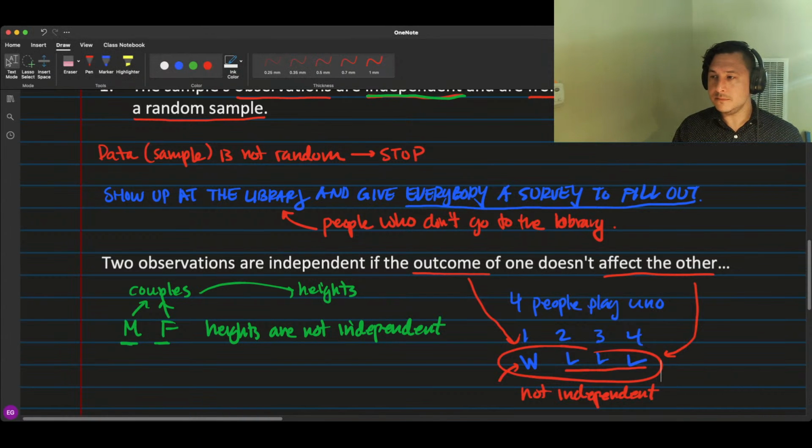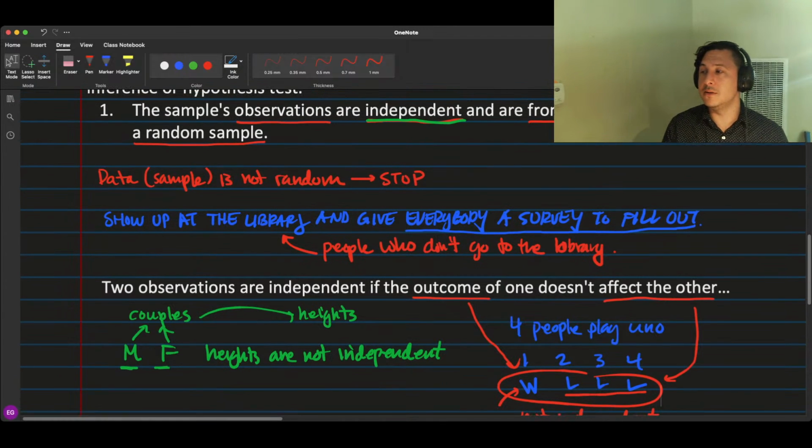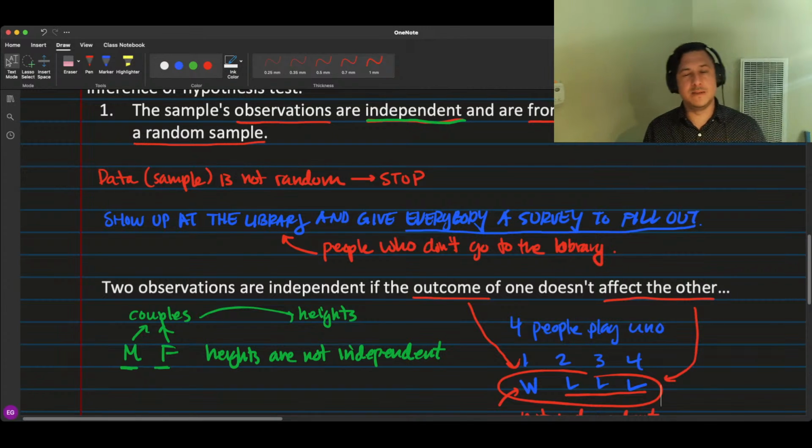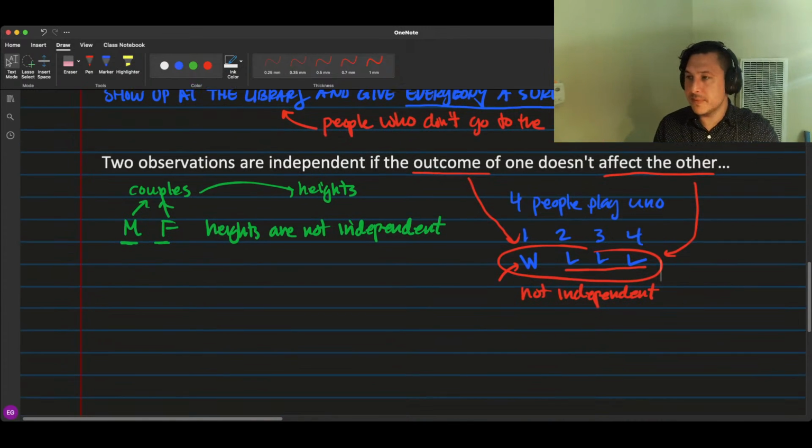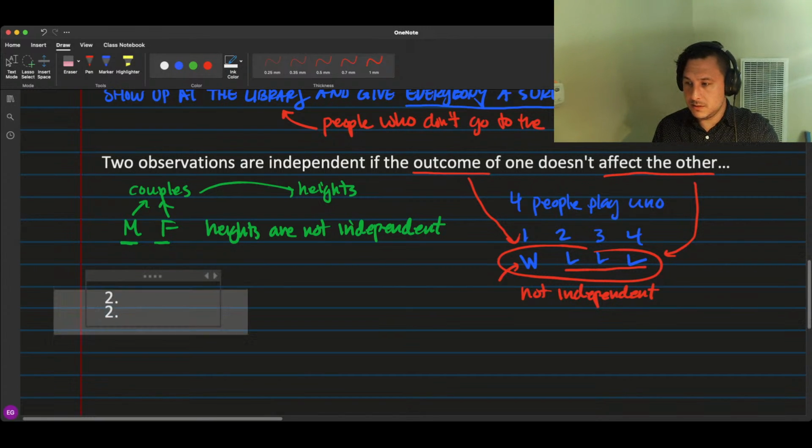Okay, so as long as your observations are independent and from a random sample, you're good. These are not that hard to figure out. You just look to see if it says it was chosen randomly, and then you look at it and decide whether that seems independent or not. It's the next requirement that's going to be the difficulty.